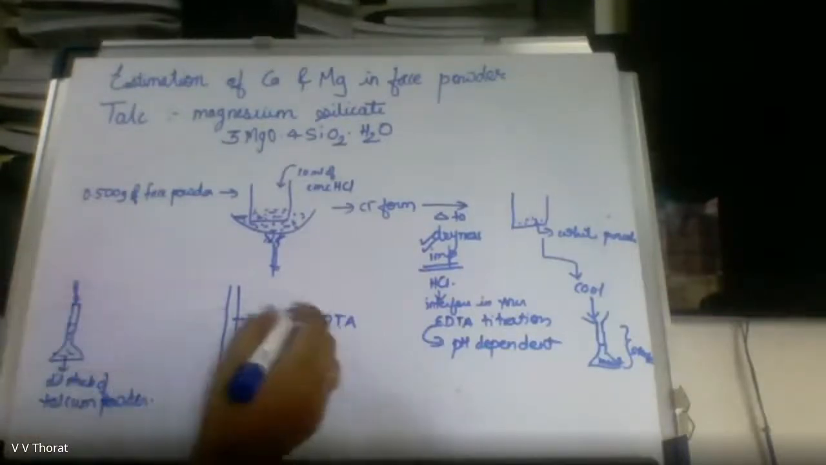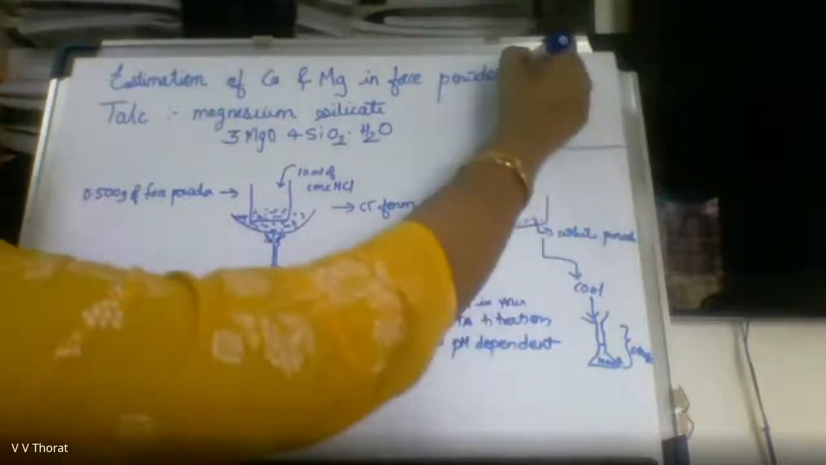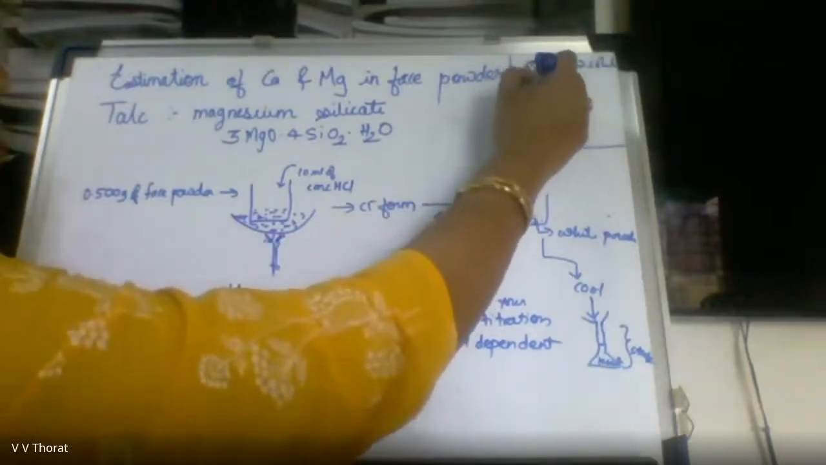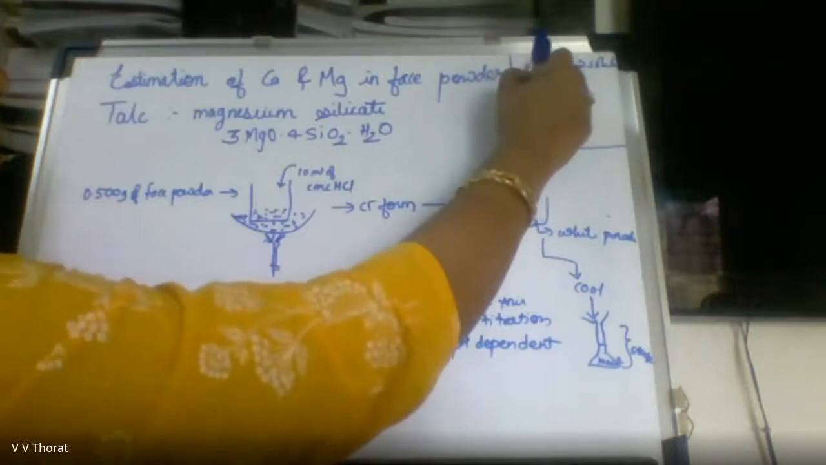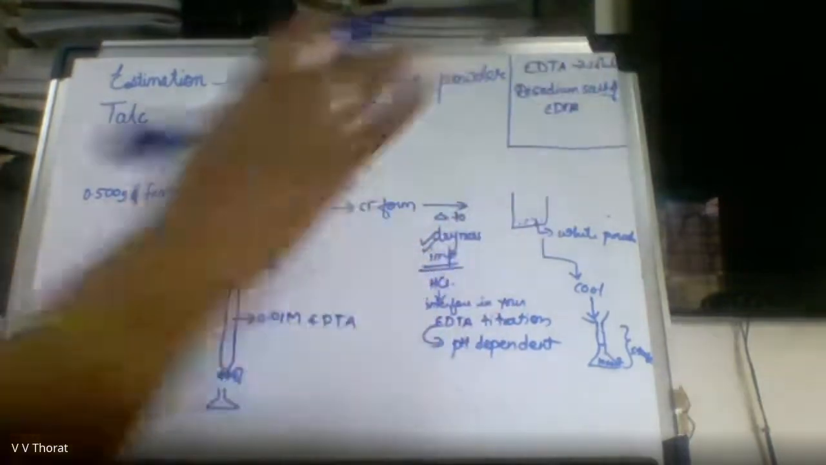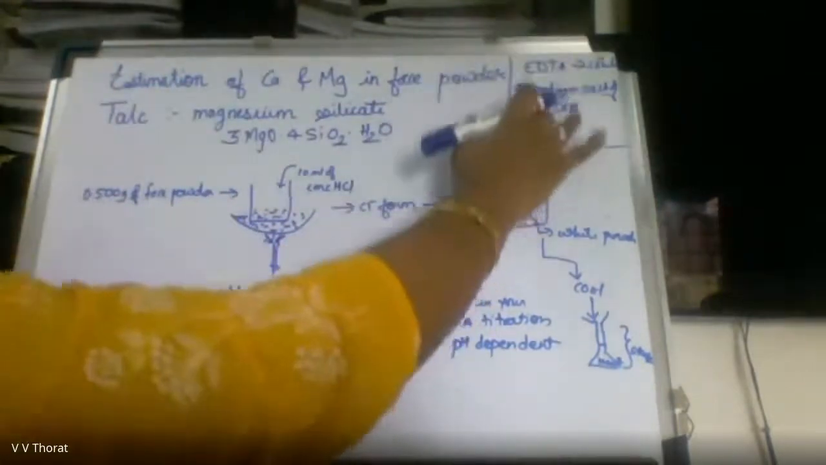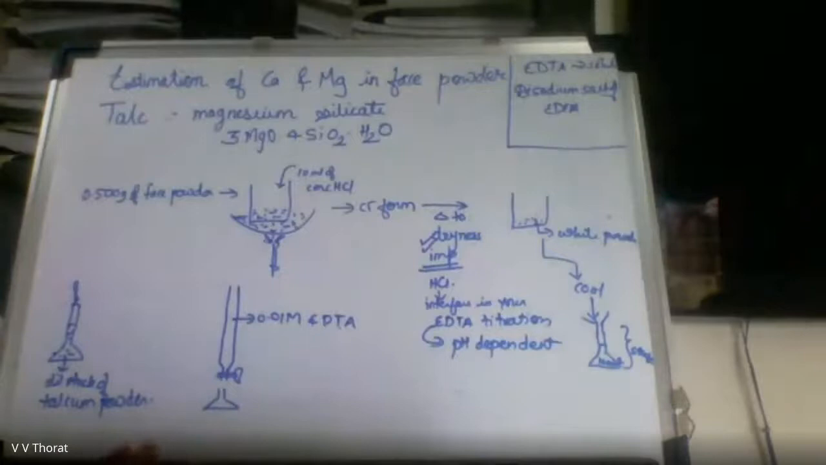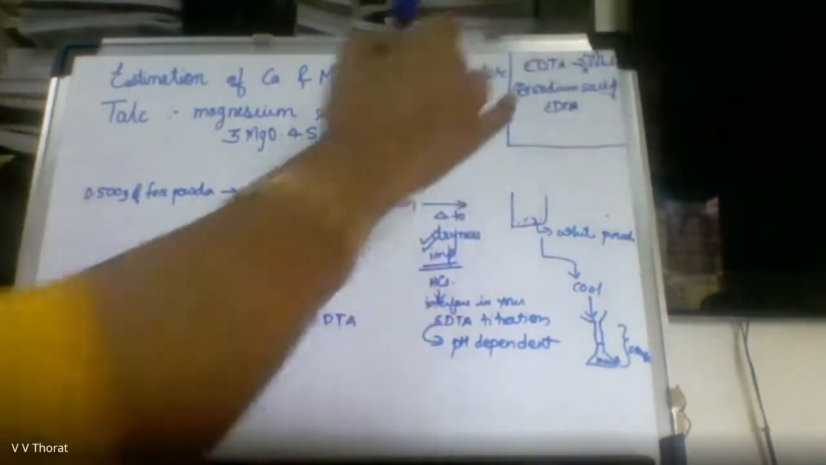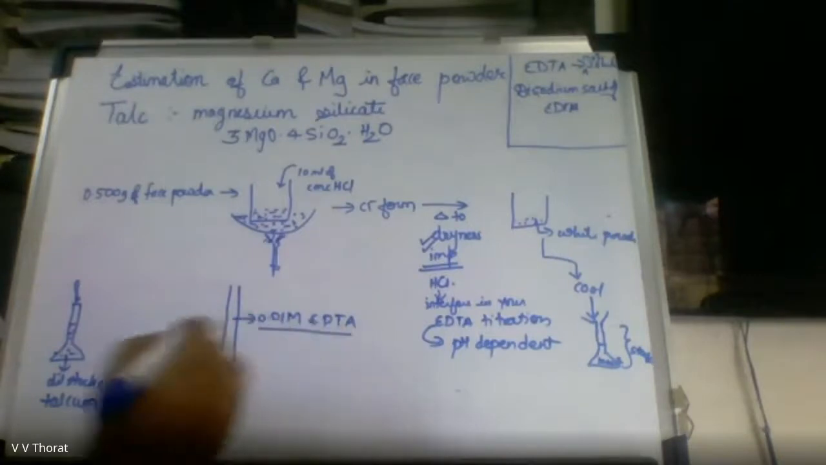But this EDTA, actually if you see, EDTA is not completely soluble. So what we do, we take a disodium salt of EDTA. Please remember, salts of sodium and potassium are soluble. In your research, if your compound is not getting soluble, convert it into sodium and potassium form, it will be soluble, right? So for practical purpose, we use disodium salt of EDTA. This solution will be provided to you in the lab.